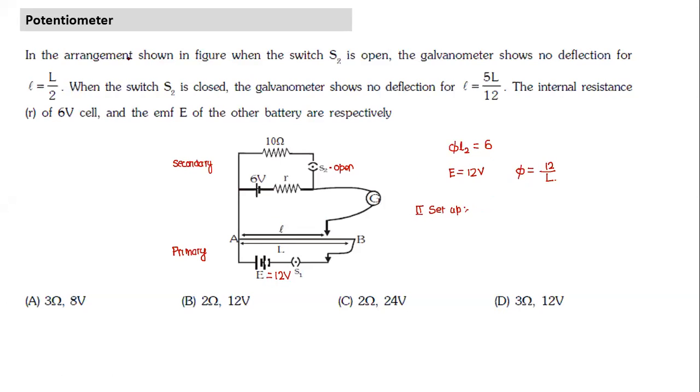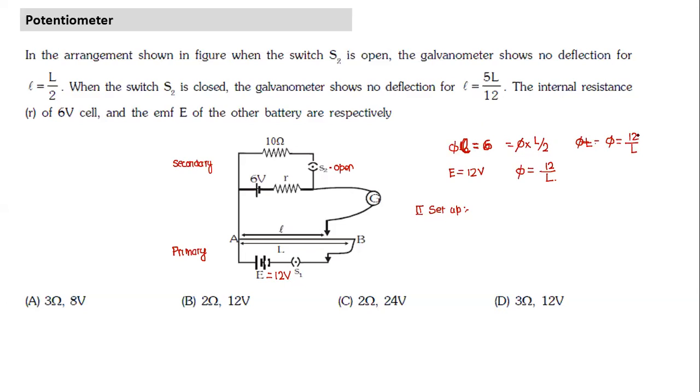Do you understand this phi L2? See, phi L is equal to 6. Is this clear, where this comes from? Yes, sir. Let me write what L is equal to. L is given as capital L by 2. Phi into L by 2 is 6. So what is phi into L? Phi is equal to 12 by L.